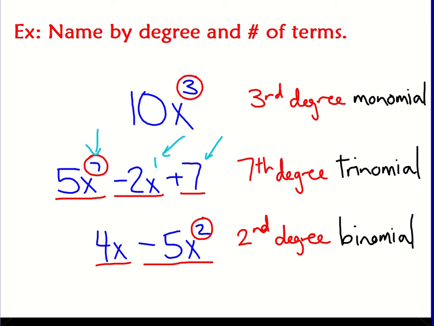This third example is not in standard form, so if I were asked to put it in standard form, I would have to rearrange the terms. So the negative 5x squared would have to go first since it has the highest exponent, and then the positive 4x would come next if I was switching that into standard form.